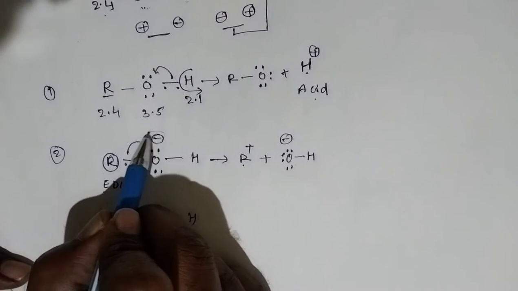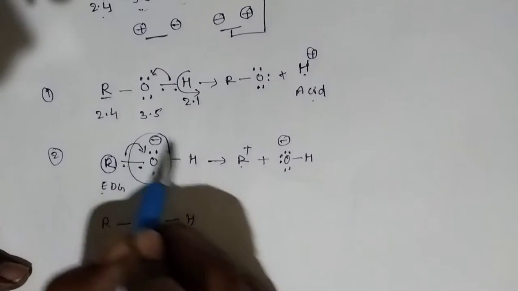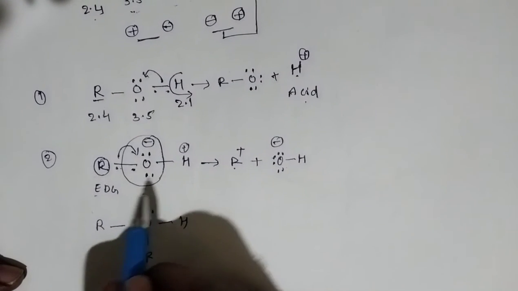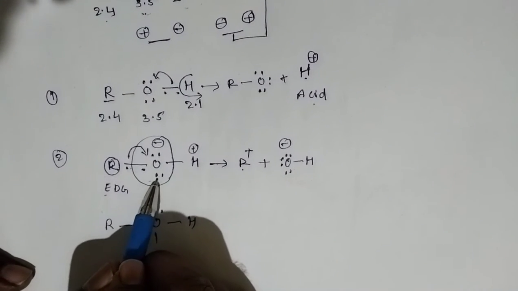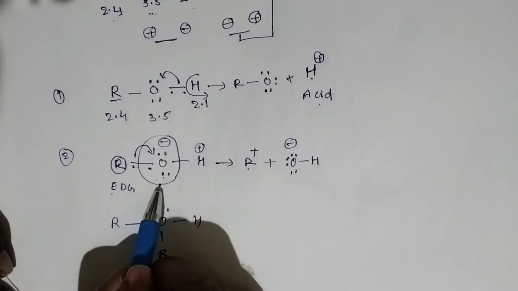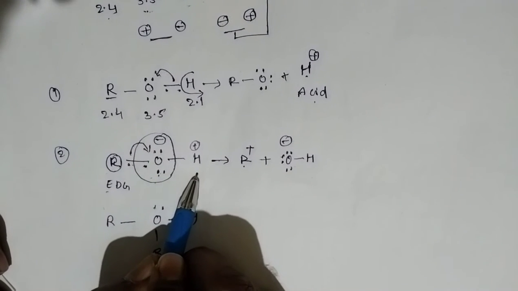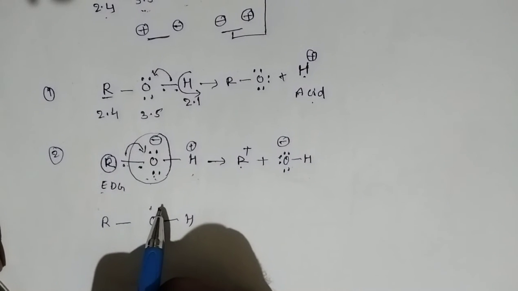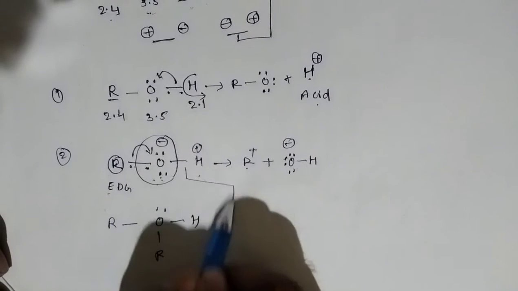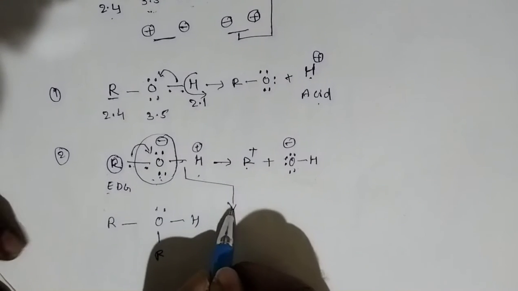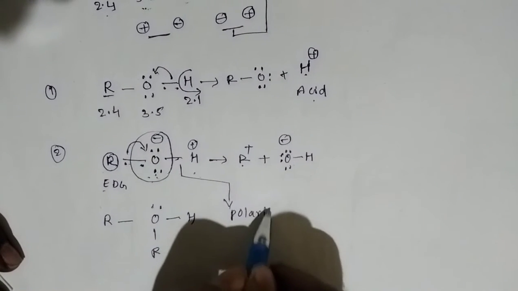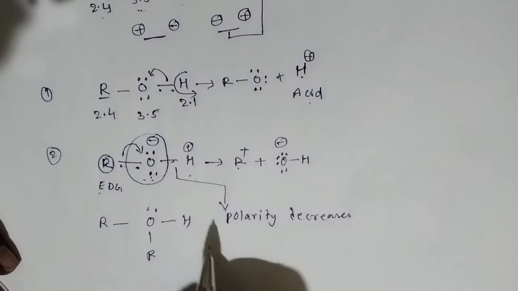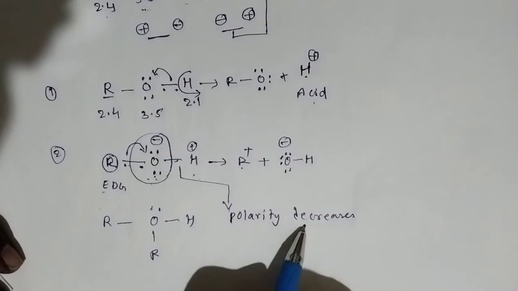But here, although the negative charge increases on this oxygen atom, the positive charge remains constant. Then there is a huge difference in the charge between oxygen and hydrogen. Due to this large difference, the polarity, what we call a polar bond, decreases. Why does the polarity of the bond decrease?